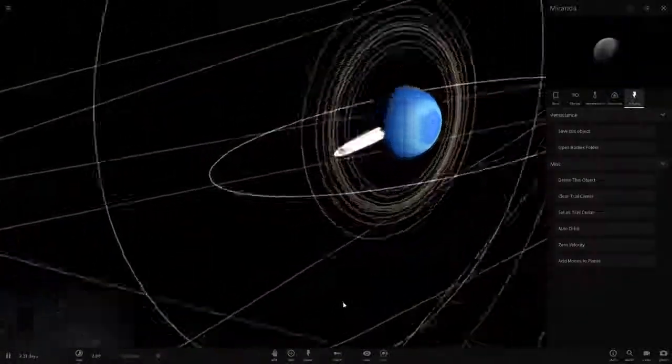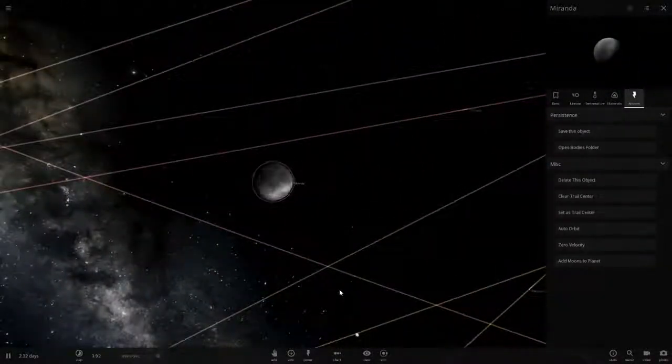And then the thing with Miranda is its surface would have been very molten, and maybe a lot of fragments would have hit it again.